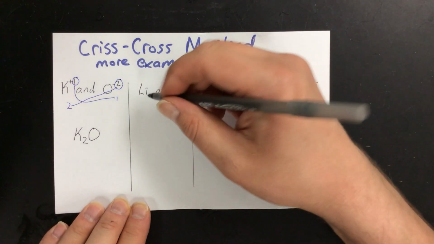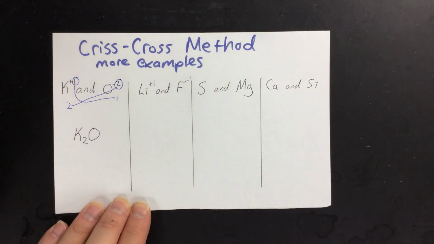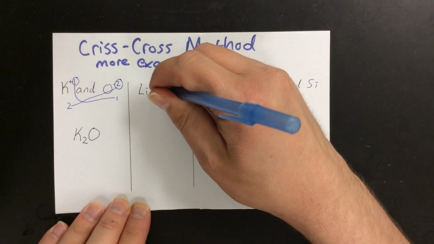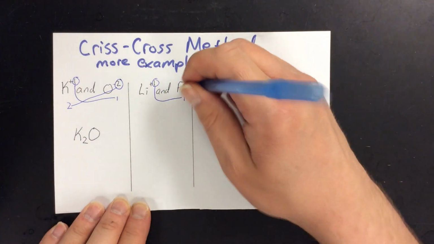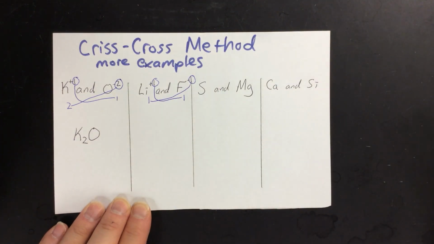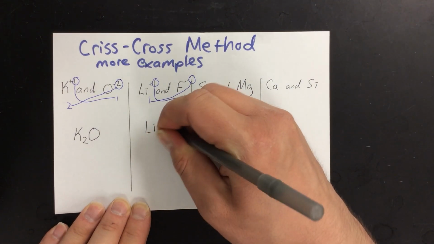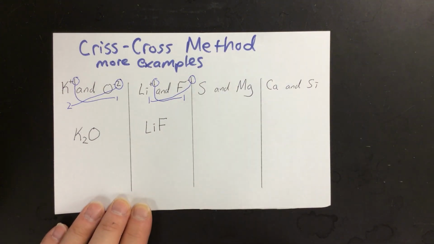Here's our next one. Lithium is a +1 and fluorine is a -1. So when I crisscross them, it tells me I need 1 fluorine, and this tells me I'm going to need 1 lithium. Since I only need 1 of each, it's just LiF. Remember, you don't need to put the subscript if it's a 1. We leave them off.